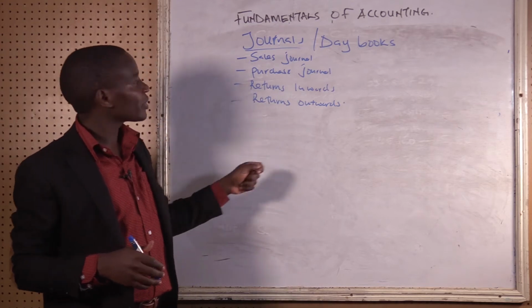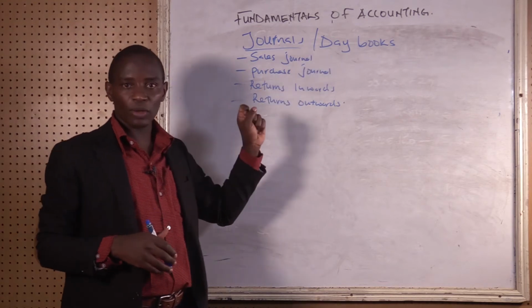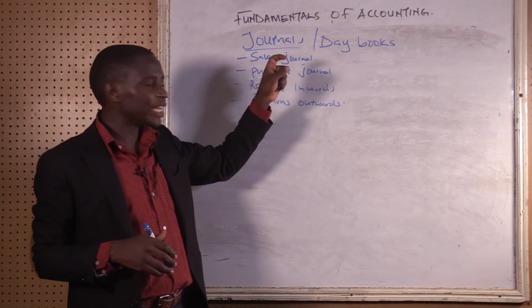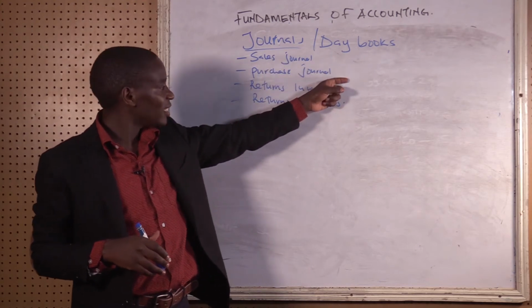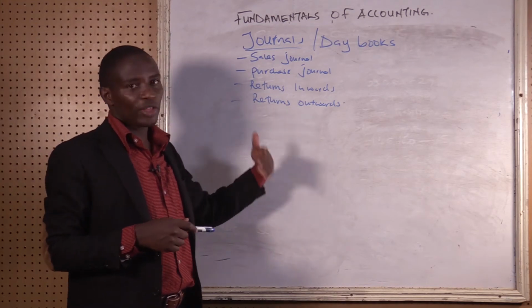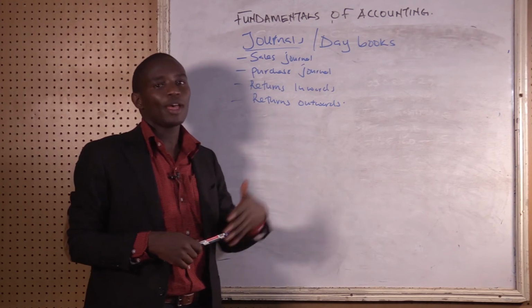For example, a sales journal will get information from a sales invoice. A purchases journal will get information from a purchases invoice. The returns inwards and returns outwards journals will get their information from the debit and credit notes.